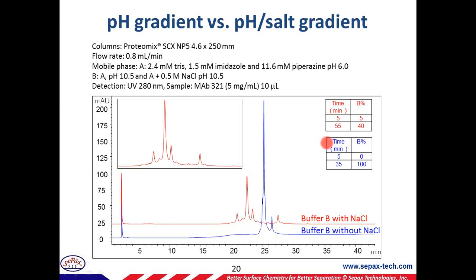The peaks come out earlier, I think, because we increased the ionic strength in the B buffer. We start out at 5% B, and the 5% B also has a half molar salt, so we have a higher ionic strength, and the proteins start to come out earlier. So we can see the effect with and without salt on the separation of this particular mAb and under this particular buffer system.